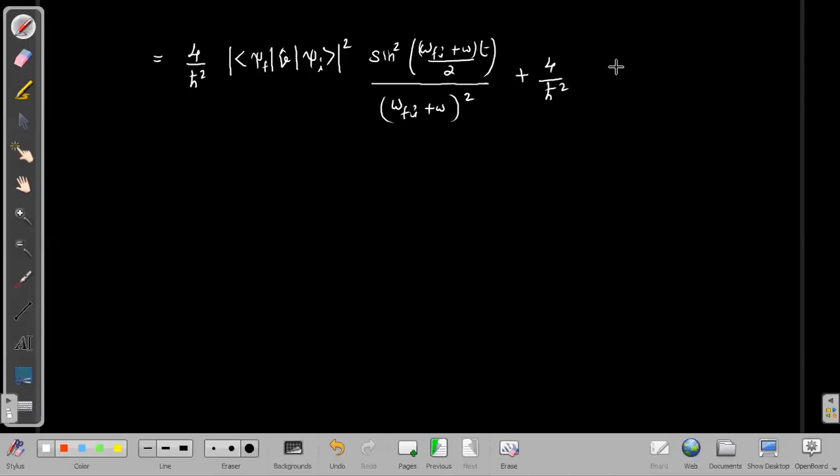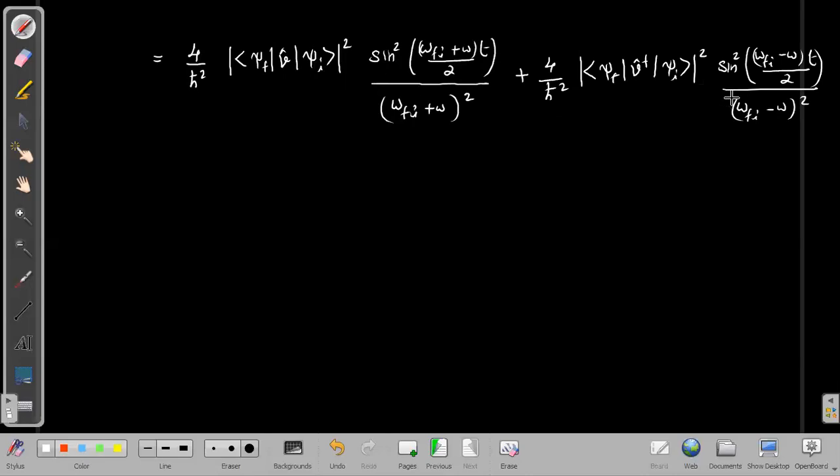again 4 by h cross square, the inner product ⟨ψ_f|V†|ψ_i⟩ square. Only difference is in the sine square, it becomes (ω_fi − ω) times t by 2, divided by (ω_fi − ω) square.